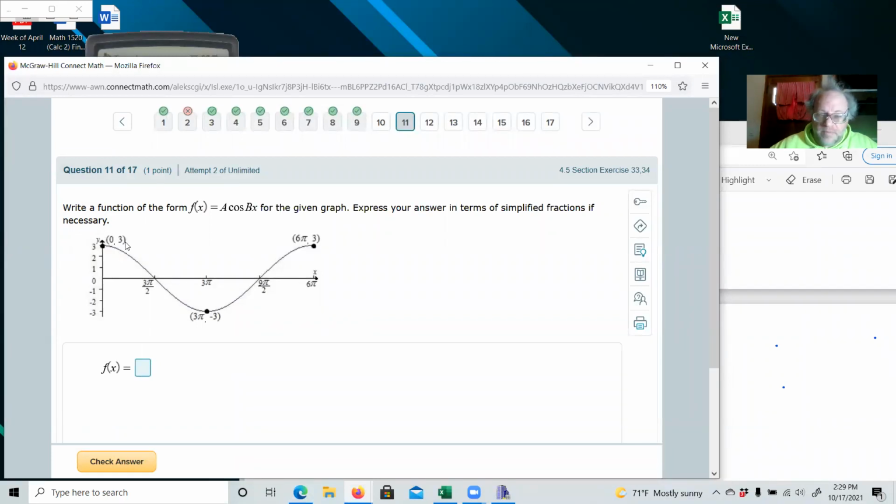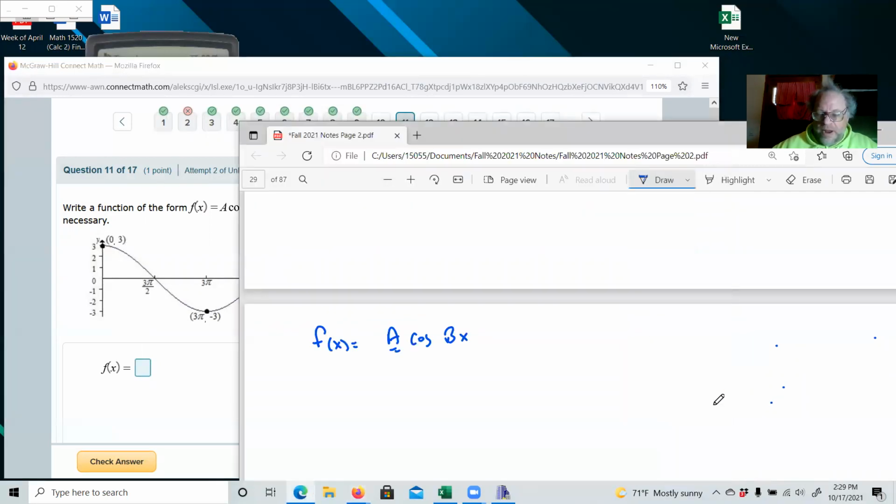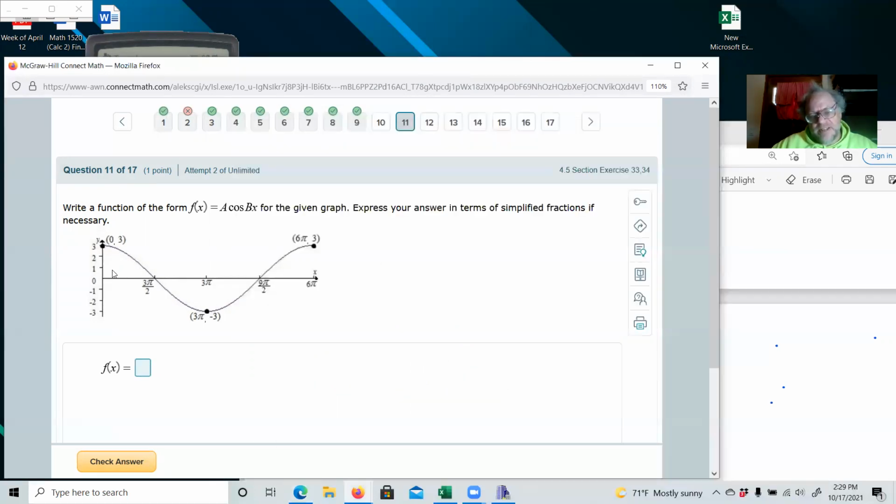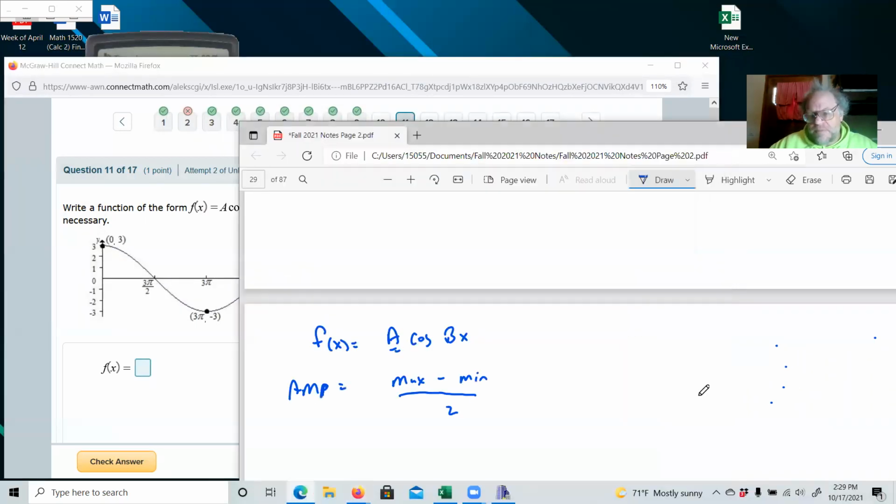All right. If we look at the max and the min, our amplitude is going to be the max minus the min over 2. Now, on this graph, it's pretty easy to tell, right? It's 3 units above the baseline, 3 units below the baseline. Our amplitude is going to be 3, by inspection.